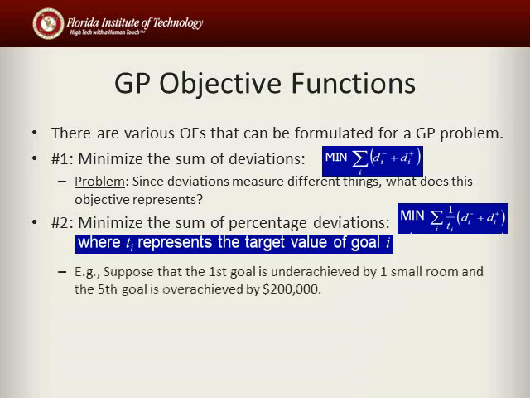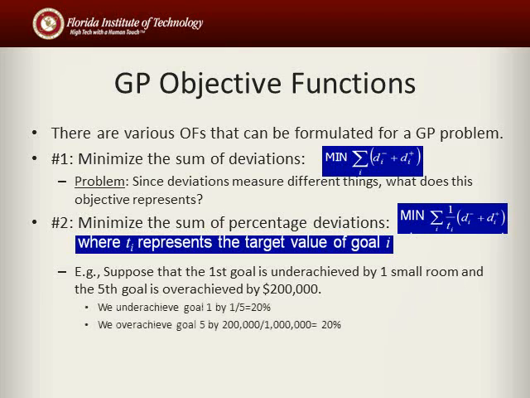But suppose that in our example before, the first goal is underachieved by one small room, and the fifth goal is overachieved by $200,000. If you remember, goal number one had to do with the number of small rooms to be included in the expansion, and the fifth goal had to do with cost. I think it was $1 million, the goal for that. So that means that your solution, instead of 5 small rooms that you had before, now has 4 small rooms, so you deviated by 1. And the same thing with the cost goal: instead of $1 million, you spend $1,200,000.